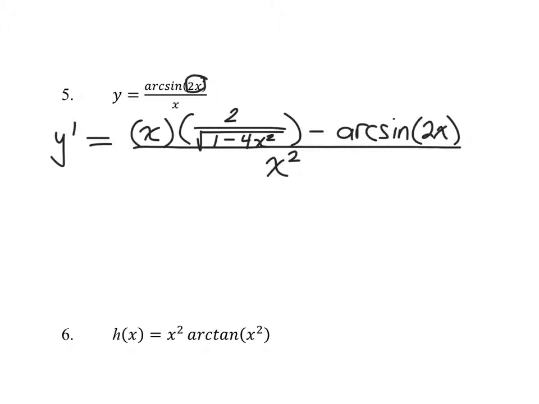Not worth simplifying, honestly, because there's nothing really I can do with the arcsine of 2x. I can't simplify that any further, so combining terms, getting common denominators is not going to advance the plot, so we're just going to leave it there.